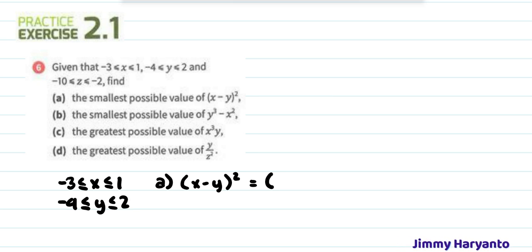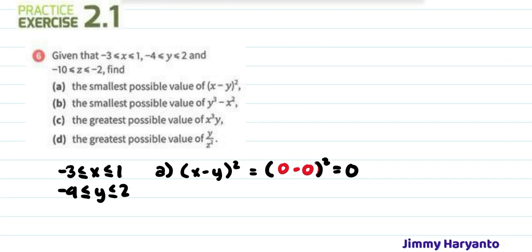How about 0 minus 0? Take x equals 0 and y equals 0, and then you square it. When you do this, the result will be 0. Yeah, because when you have squared numbers, the smallest of the squared numbers will be 0. It cannot be negative. So yeah, you should take x equals 0 and y equals 0.